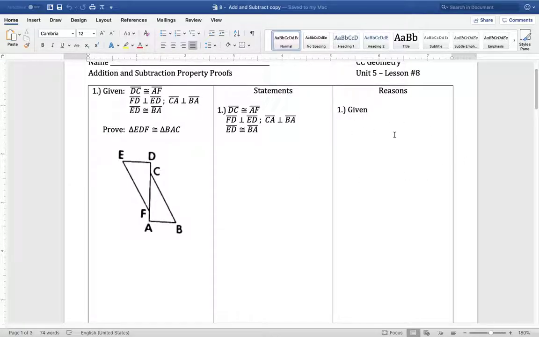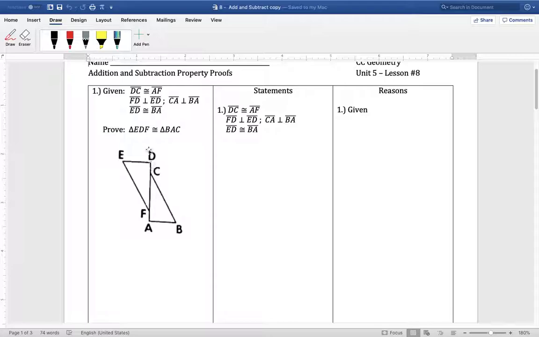So I've already put the givens in the proof for you, but let's just see what we have. We have DC is congruent to AF, and I know these triangles look like they're overlapping, but they don't cross over each other. They're just leaned up against each other. But you can see there's this little space, and that's actually what they're giving you. They're giving you DC is congruent to AF, just these two little parts here. So that's kind of interesting because it's not a full length of a segment.